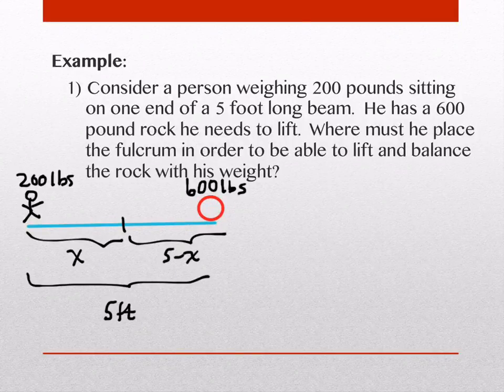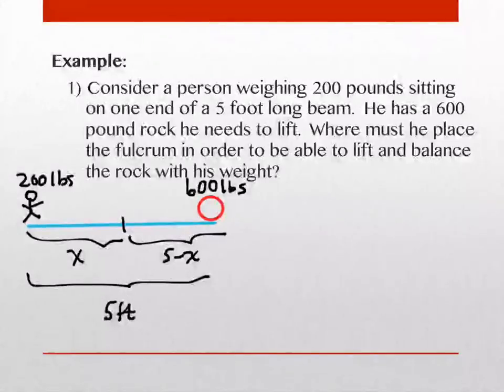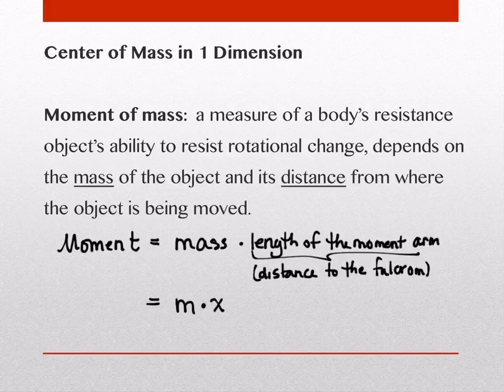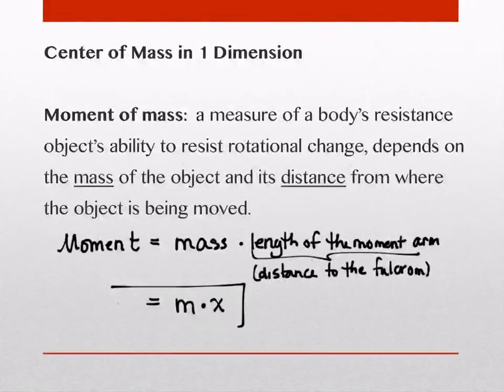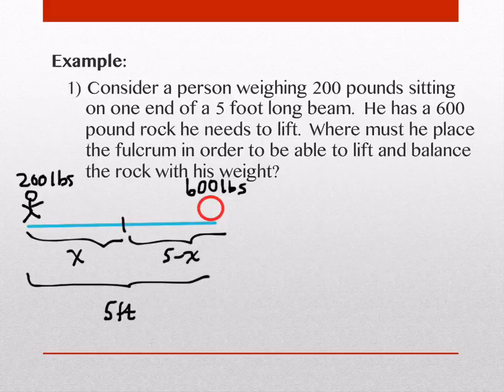Okay, that part kind of feels like the radiuses that we've been doing, honestly, right? We've got a full length of 5, and then we've got 5 minus x. This formula that we have back here, albeit a very simple one, says that our moment equals mass times the length of the fulcrum.